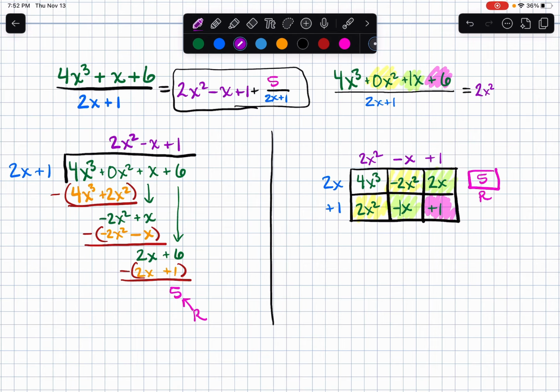2x squared minus x plus 1 plus 5 all over 2x plus 1. So we can see same problem, same result, same remainder, same quotient, but two different ways of visualizing things.